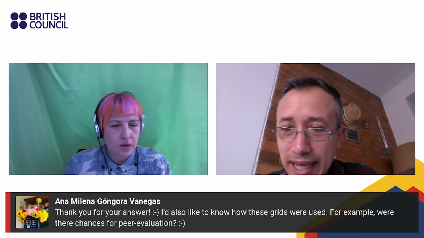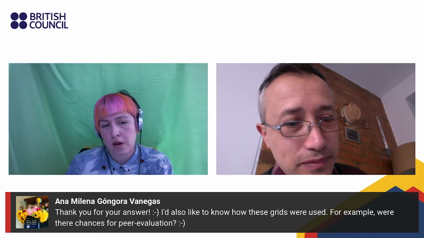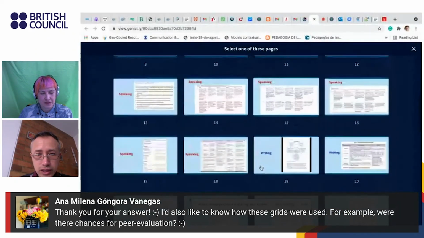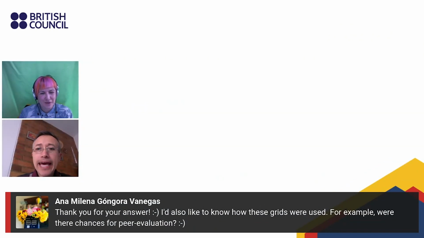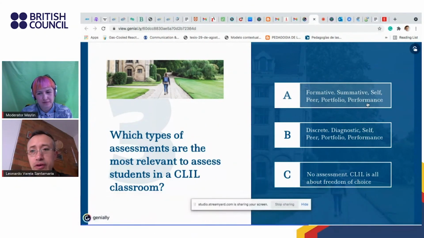Ana Maria is asking a follow-up question. She would like to know how these grades were used. For example, were there chances for any peer evaluation? As I mentioned earlier, though I presented it very quickly, these are the six leading assessments in CLIL: formative, summative, self, peer, portfolio, and performance. We did some peer assessment and self-assessment. Probably we didn't have much time for portfolio, but we did self and peer at the beginning and at the end.